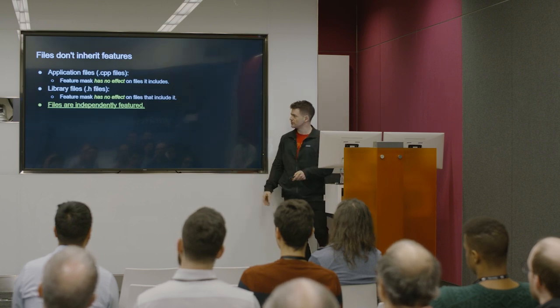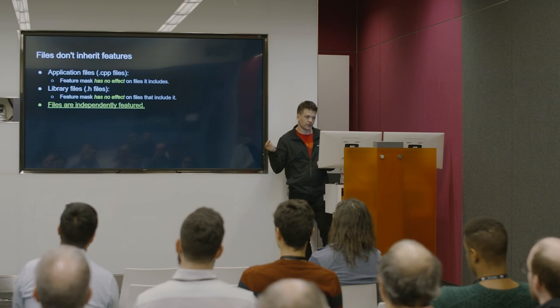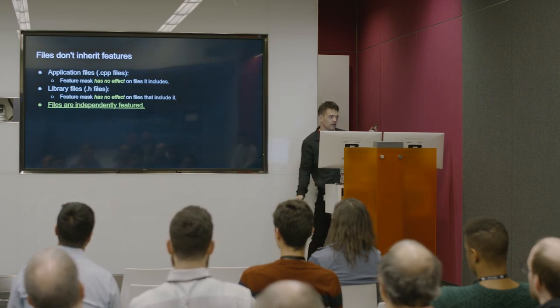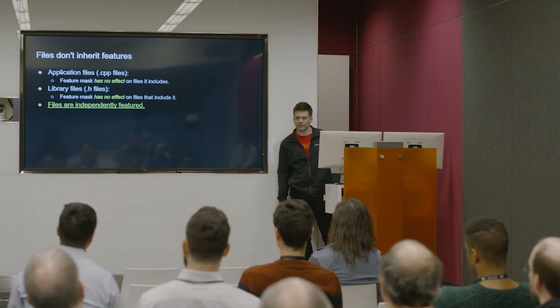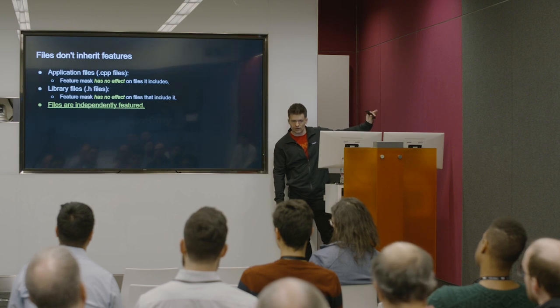Files don't inherit features. I've said this a couple times. This is like the real core novelty of this method. This is what makes it work. A feature mask has no effect on the files that it includes. So if you write feature mask in your CPP file, it doesn't matter what you include, those things are unaffected.